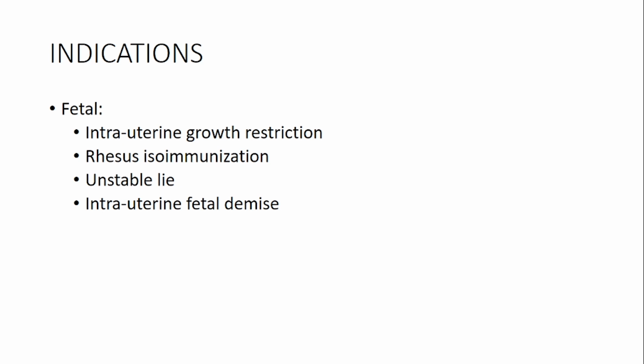Fetal indications will include conditions like intrauterine growth restriction, rhesus isoimmunization, unstable lie, or sometimes intrauterine fetal demise. These are common fetal indications: intrauterine growth restriction, rhesus isoimmunization, intrauterine fetal demise, and perhaps unstable lie.